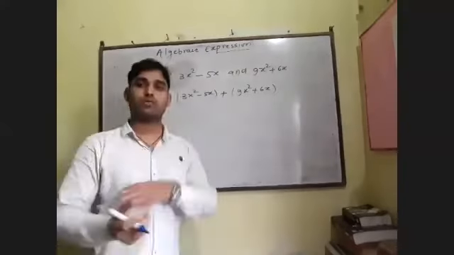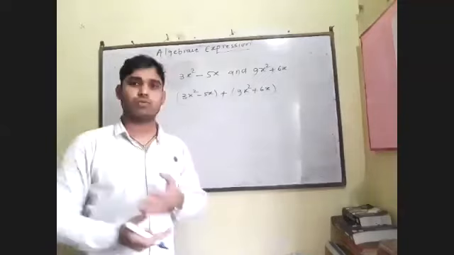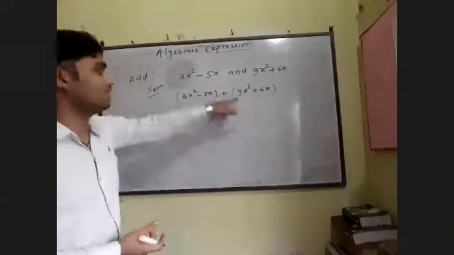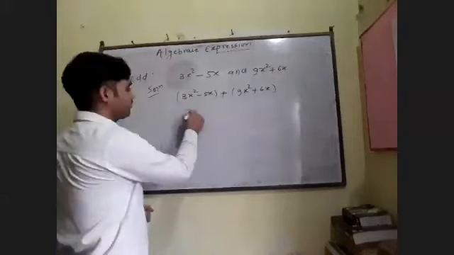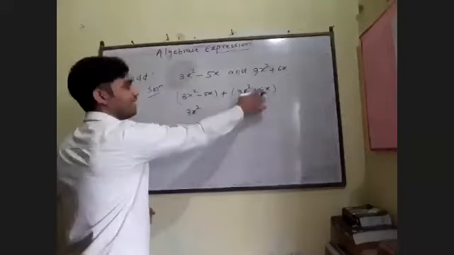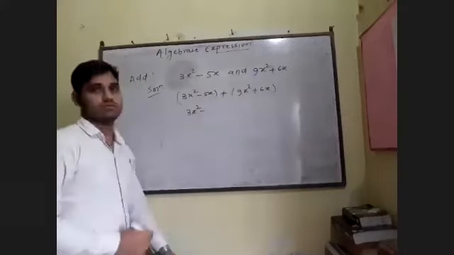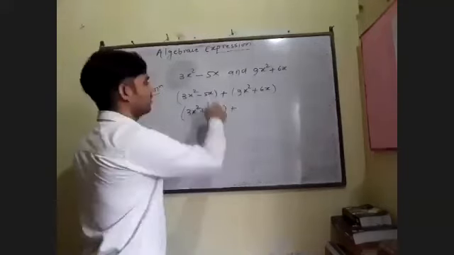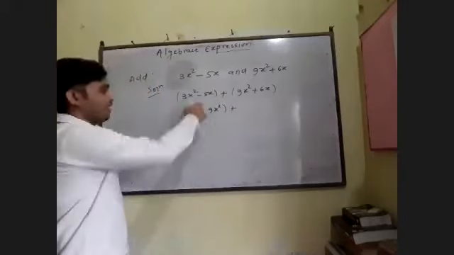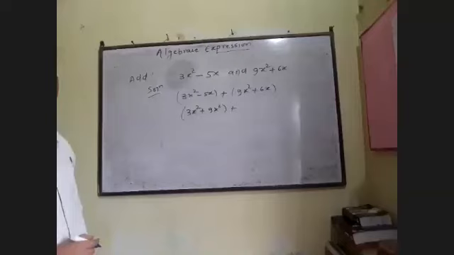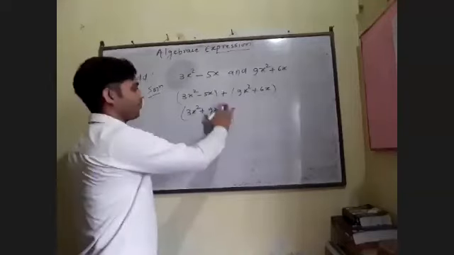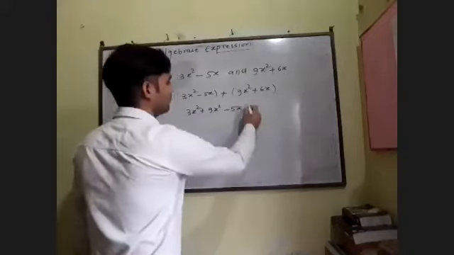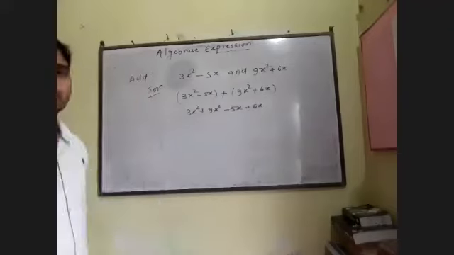When we solve a few questions, then we will come to know how to do it. Right now we have to arrange the like terms. So 3x square, and we will take 9x square from here. Then minus 5x, and plus 6x.